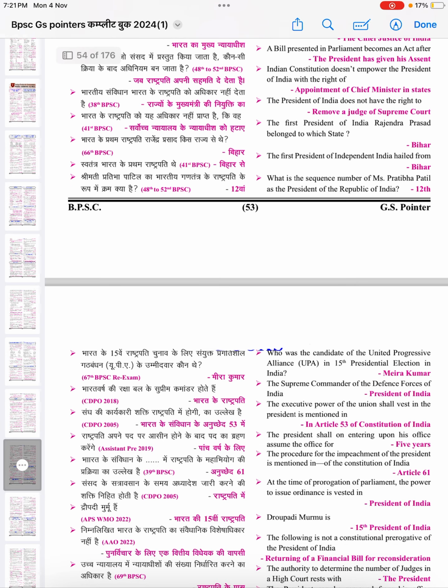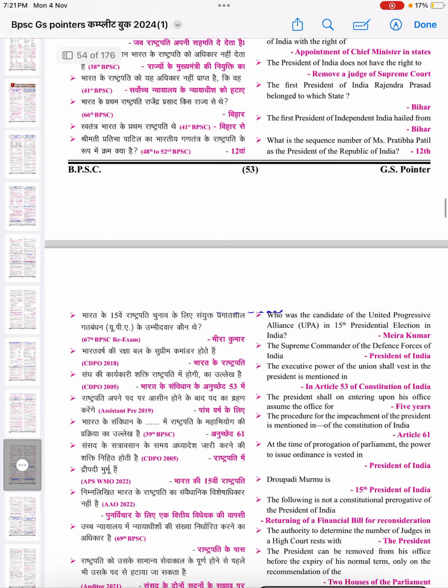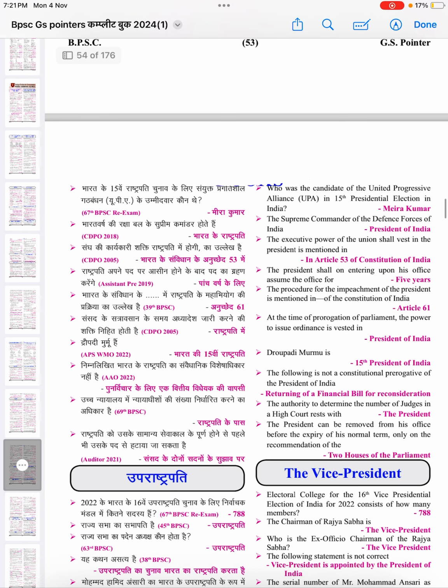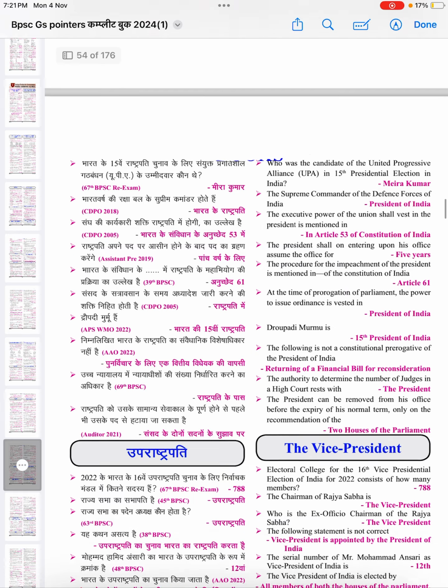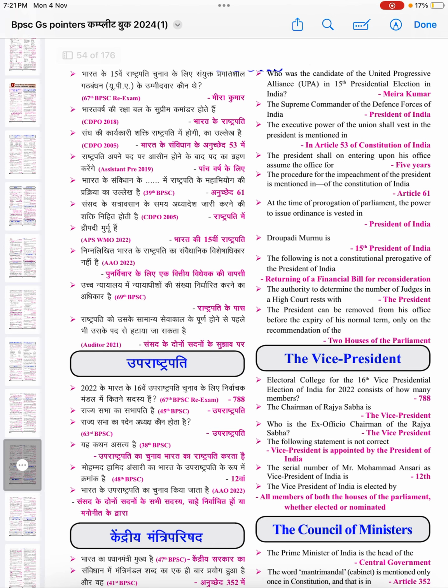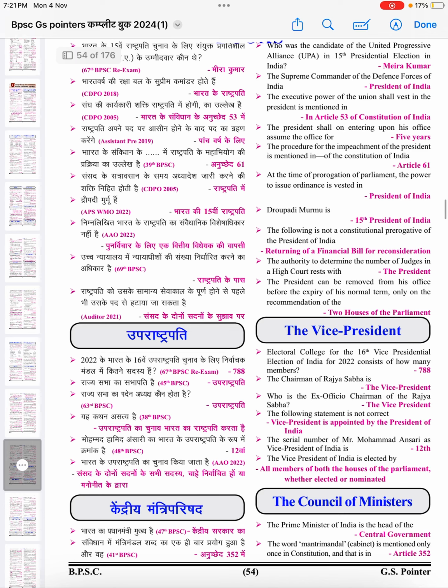The first President of India, Rajendra Prasad, belonged to which state? Bihar. What is the sequence number of Miss Pratibha Patil as President? 12th. Who was the candidate of the United Progressive Alliance, UPA, in the 15th presidential election? Meira Kumar. The Supreme Commander of the Defence Forces of India is the President of India. The executive power of the Union is vested in the President, as mentioned in Article 53 of the Constitution. The President, on entering upon his office, assumes the office for 5 years.